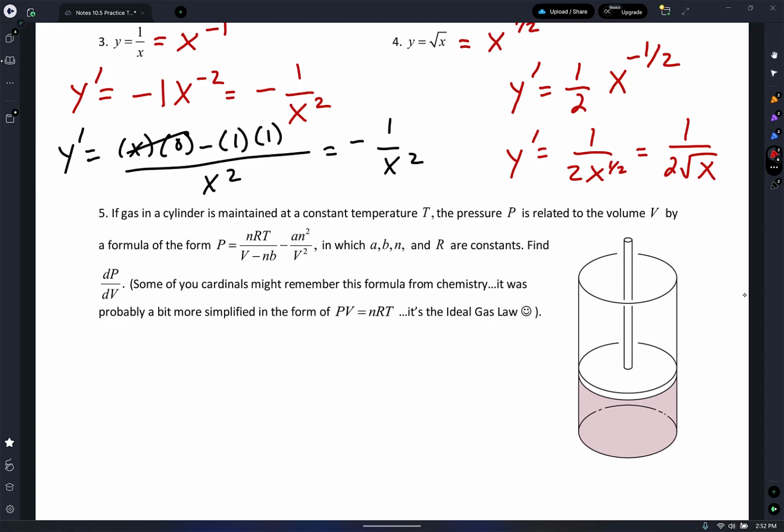Look what it says. If a gas in a cylinder is maintained at a constant temperature, the pressure P is related to the volume V by the formula of the form P equals nRT over (V minus nb) minus an squared over V squared, in which a, b, n, and R are constants. Find dP/dV. So this means how fast is the pressure changing with respect to volume. The derivative of pressure with respect to volume. Are we okay?